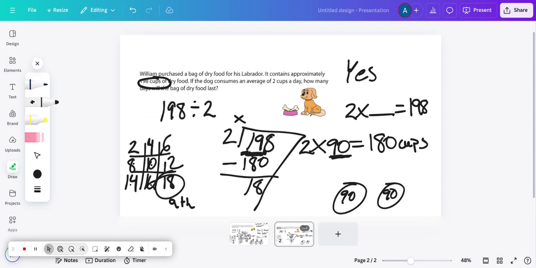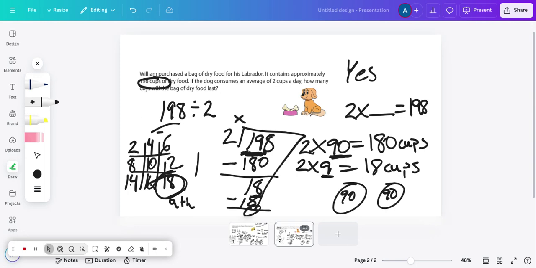So again, I'm going to come back to my hashtag, find where 18 is. Oh, and there it is again. It's in the 9th position. But now since we're in the ones place, we're giving 2 groups of 9 ones. So now we're going to be able to feed him for 9 more days. And that's going to use up our 18 cups that we had left. So we have to subtract it out, and 18 minus 18 equals 0. We have no more cups left.